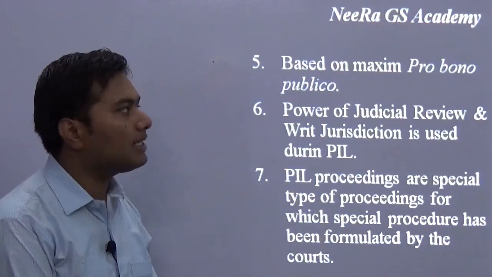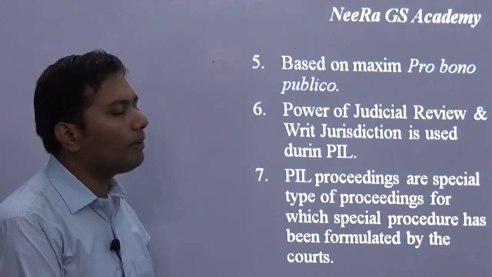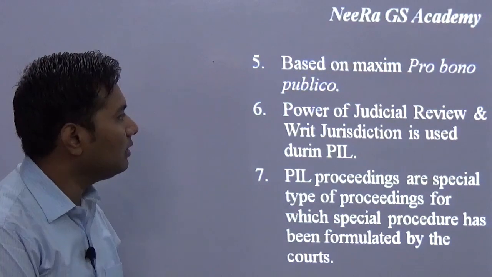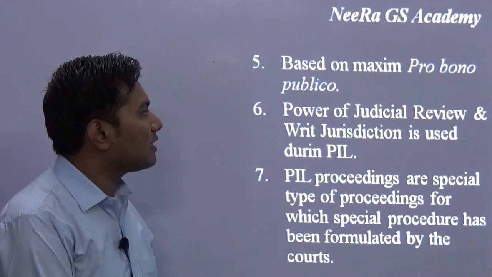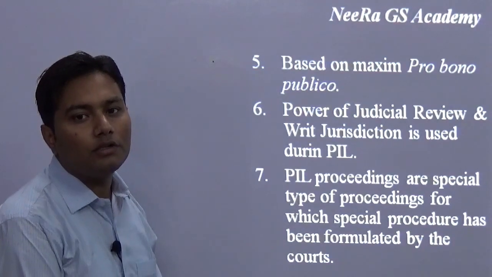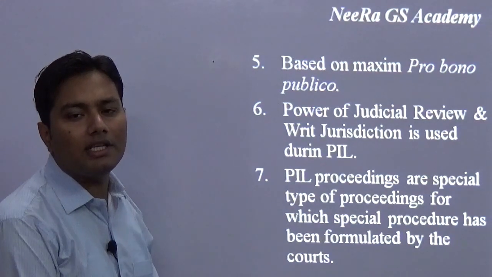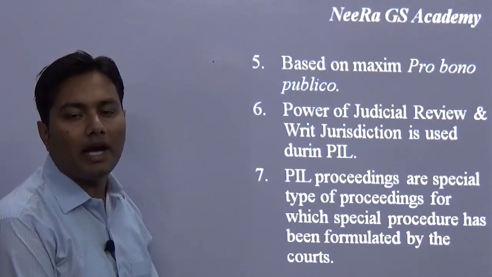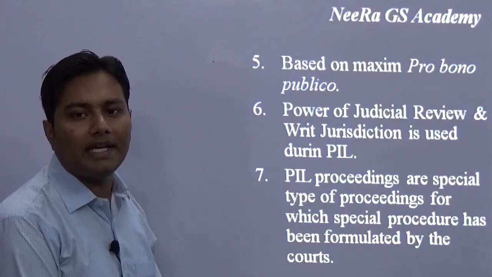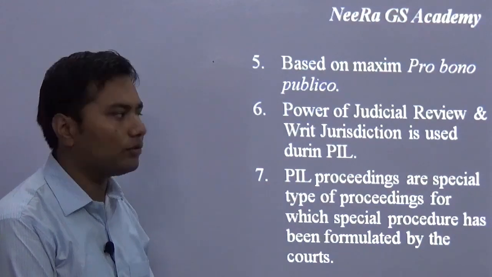Its next feature is that it is based on the maxim pro bono publico. Pro bono publico means public good or for the welfare of the people. In PIL proceedings, the power of judicial review and writ jurisdiction is used. So this power of judicial review and writ jurisdiction is with the Supreme Court under Article 32 and with the High Court under Article 226. So this PIL can only be filed before the Supreme Court and before the High Court.